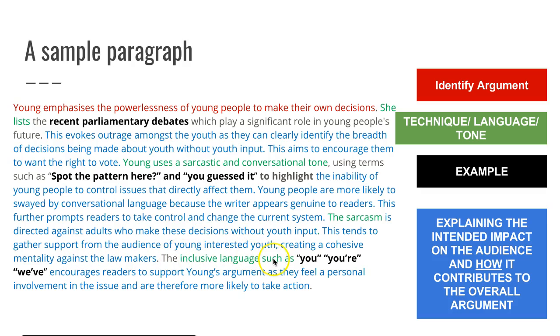The inclusive language such as you, your, we've, so that's, you just can summarize in 3 quick words there as evidence of that point, as an example. You don't need to write the full sentence, just the keyword. Encourages readers to support Young's argument as they feel a personal involvement in the issue and are therefore more likely to take action. Okay, and that contributes to the overall argument. They are more likely to take action, which is what she's trying to do. She's trying to get them to take action to address this problem of their powerlessness.